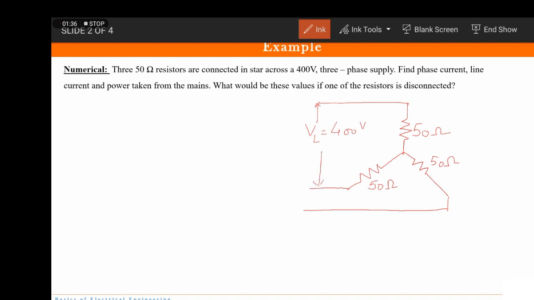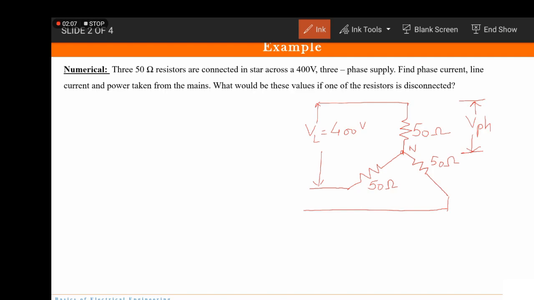Okay. Now what is going to be the phase voltage in this? Phase voltage is the voltage induced across each winding, right? So we have to take with respect to neutral. So this point is neutral. So this is my phase voltage. Okay. Then it says that find the current. Which current? Phase current. Then line current and the power taken from the mains. Okay. So we have to find out phase current, line current and the power.